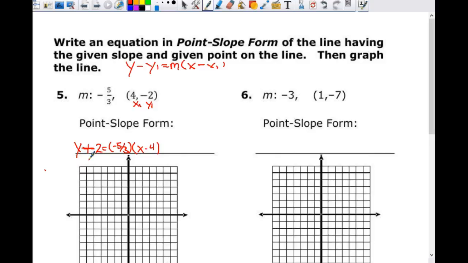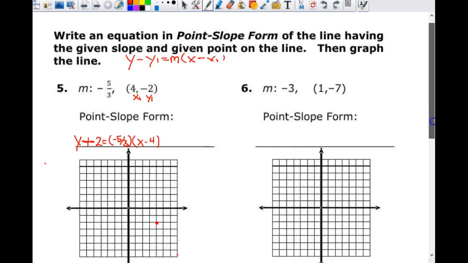Now, how do you graph this? You have a point given to you right here, and the slope is given to you. So take this point, which is at 4, 1, 2, 3, 4, 1, 2, and then that's the point. Now take the slope. The slope tells you to go down 5 and over 3. 1, 2, 3, 4, 5, over 1, 2, 3.